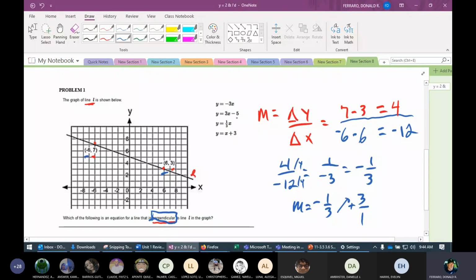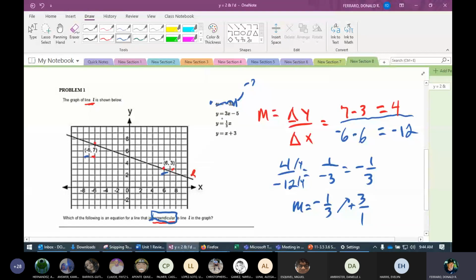So now we come up to the answer options. And what's the slope on this first equation? What do you guys see? This first equation right here. What's that slope? Go ahead and put that in. The slope on this one is -3. That doesn't match, right? So I can eliminate that, okay?